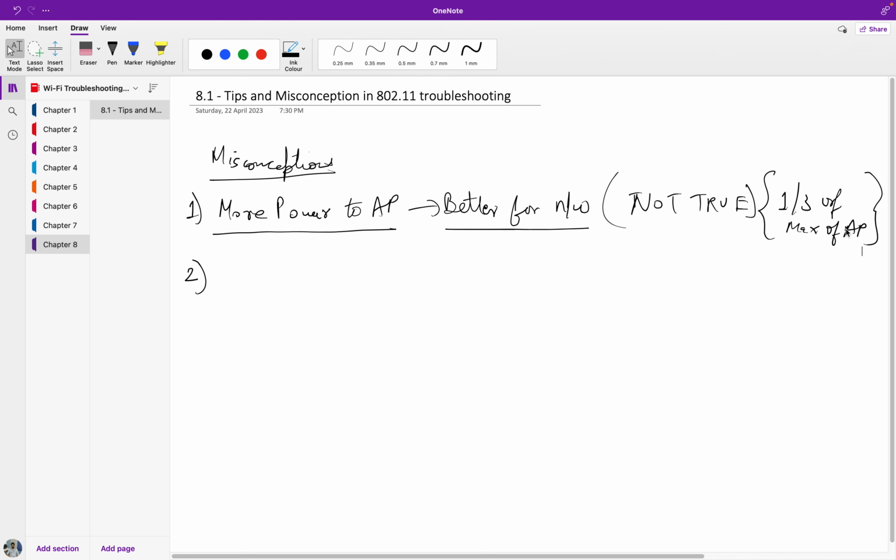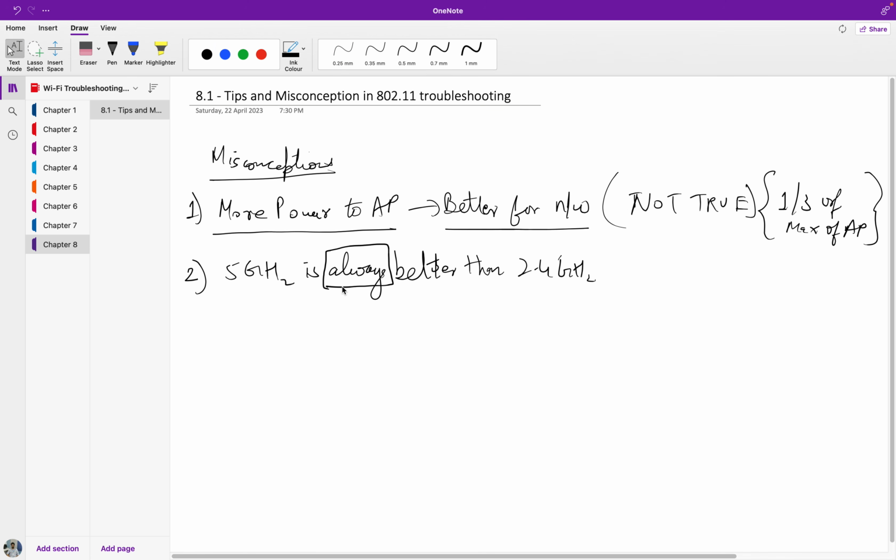Okay. The second misconception, I would say, is that 5 gigahertz is always better than 2.4 gigahertz, right? This is something that I would say most of the Wi-Fi world carries as a thought, that yes, 5 gigahertz is mostly better. It is not 100% true. It is not always better. Okay, this is the keyword.